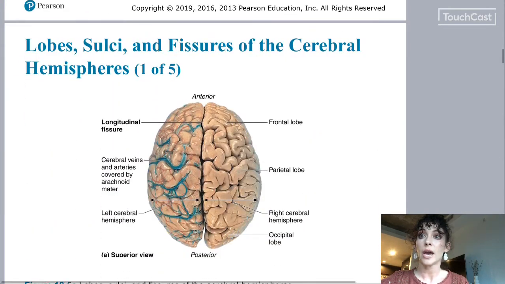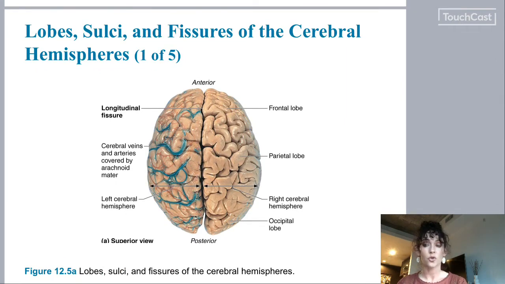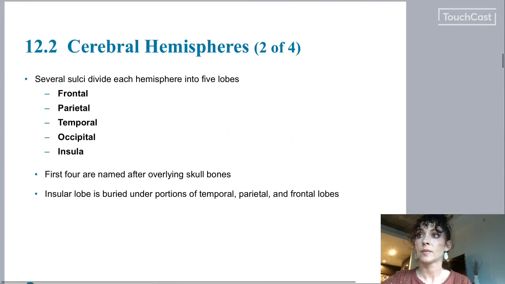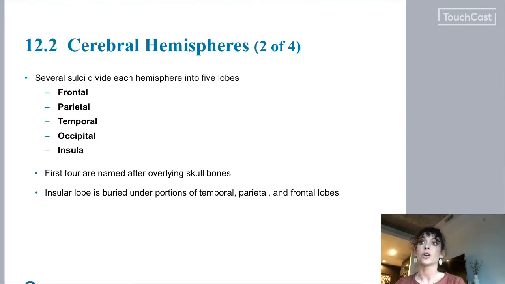If we look at our brain here, here's an actual picture of a human brain, we can see the gyri, the larger parts, and then the sulci are these deep grooves. Several sulci are going to divide each hemisphere into 5 lobes, and these should all sound very familiar because they are going to be named after the skull bones that overlie them, with the exception of the insula. So we have a frontal lobe, a parietal lobe, a temporal lobe, and an occipital lobe. The insula is going to be buried deep underneath the temporal, the parietal, and the frontal lobes.